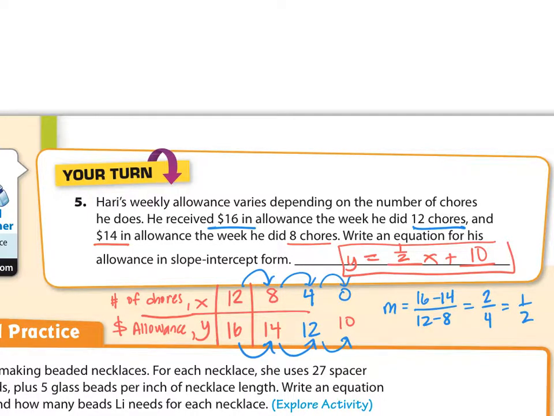Okay. And that's the equation, y = 1/2 x + 10.